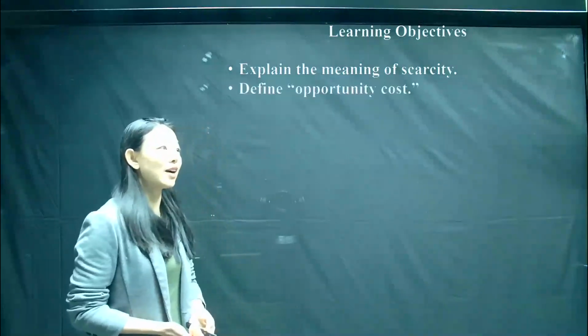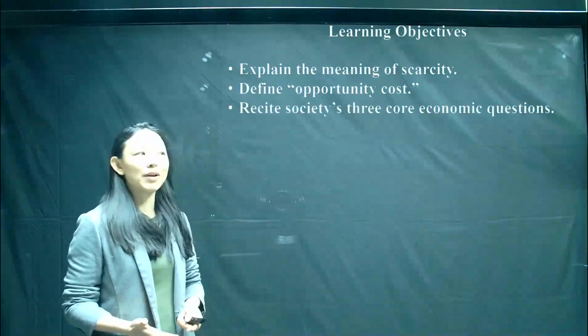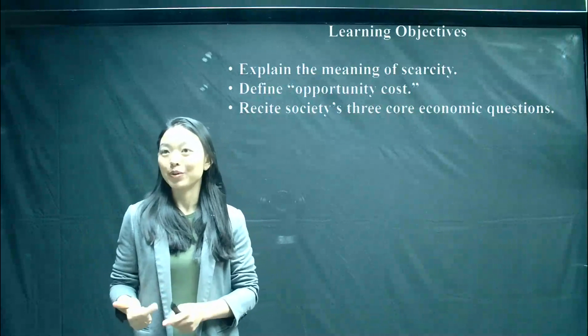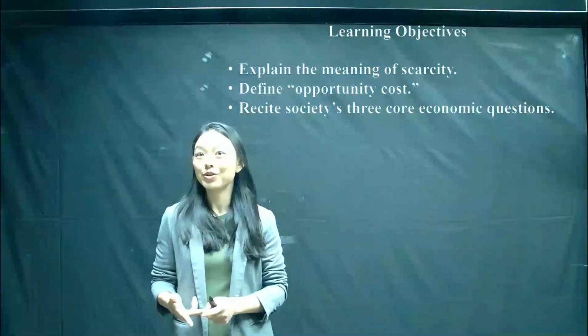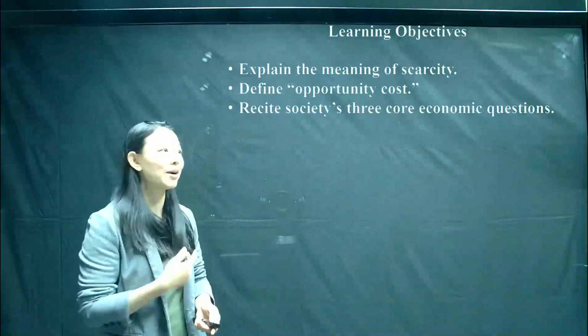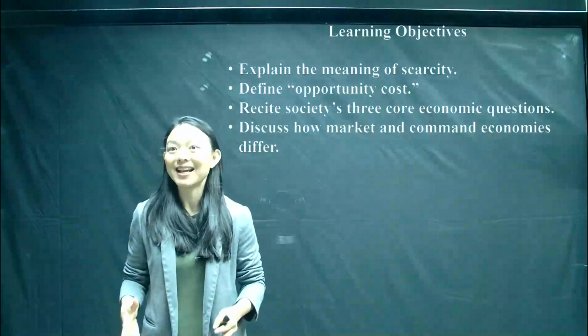And then we'll move on to talk about opportunity cost. Then we'll talk about the three core economic questions, for example, what to produce, how to produce, and for whom to produce. And then we'll talk about the differences between market economy and command economy.